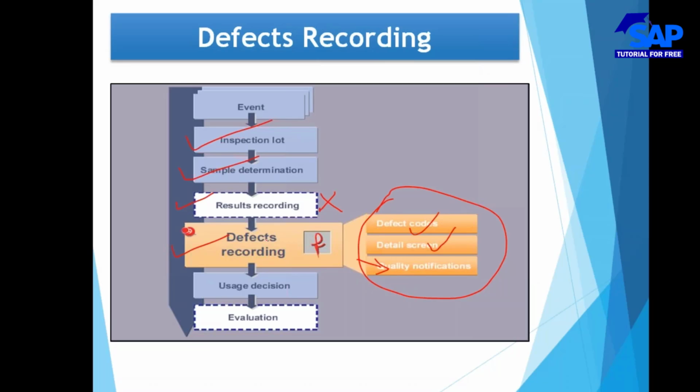So this defect recording is done. After the defect recording is done, you can do the usage decision and then evaluations. But whenever you want to do defect recording, you can do it after results recording. Based on this defect recording, you can trigger further follow-up actions like creating a quality notification. I'll show you how to do the defect recording.